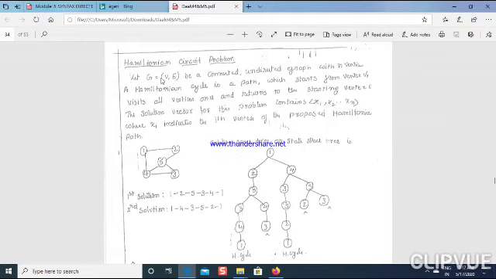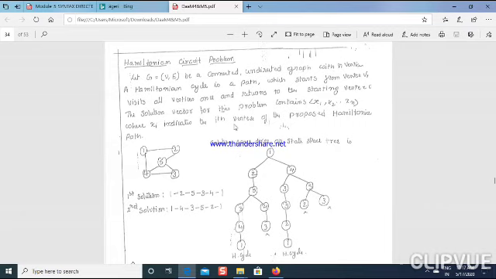Good afternoon, everyone. So today's session we'll discuss the Hamiltonian circuit problem. Again, this Hamiltonian circuit problem uses the concept of backtracking, and all of you already know how the backtracking concept works.